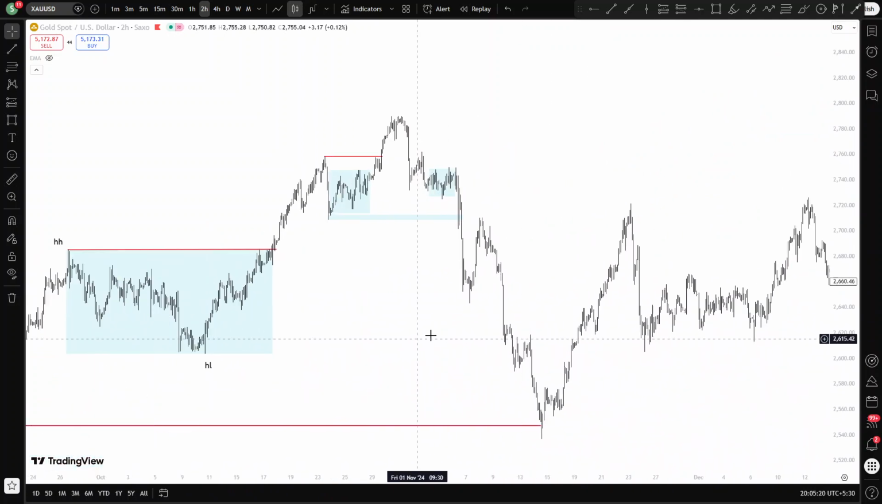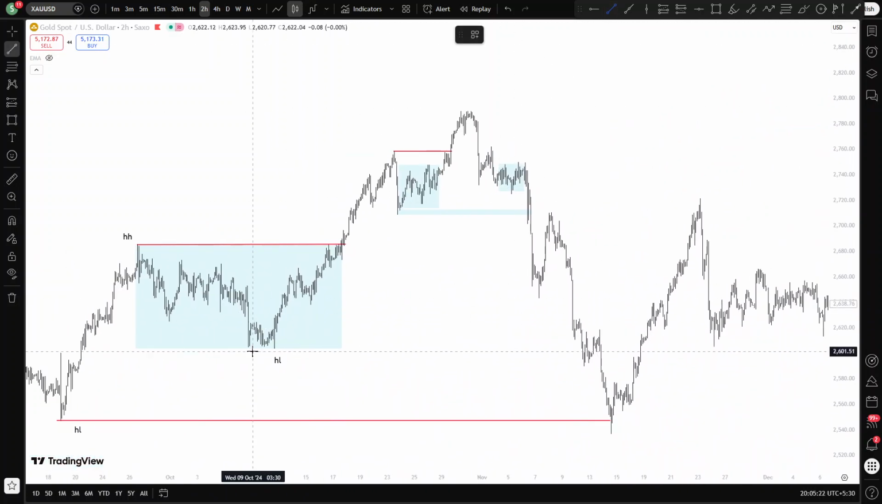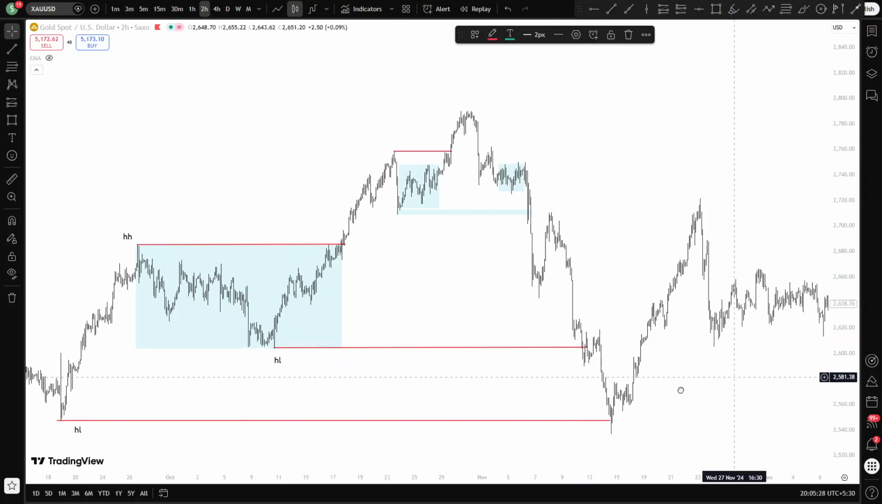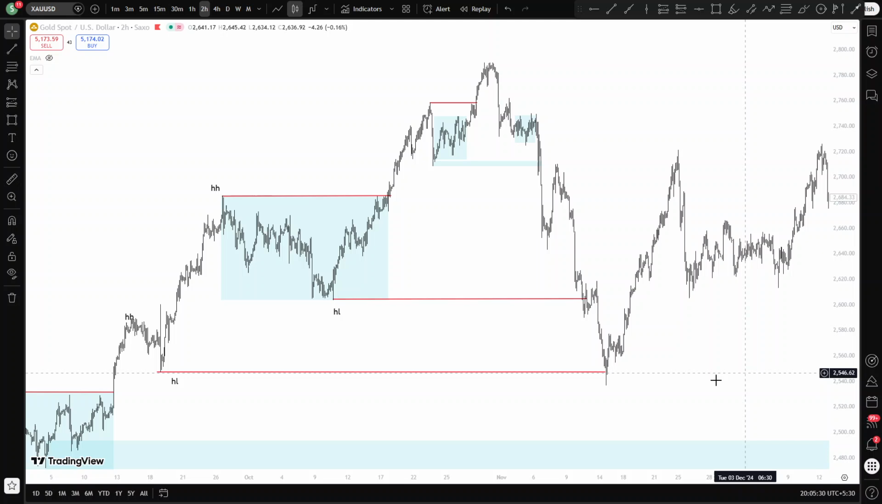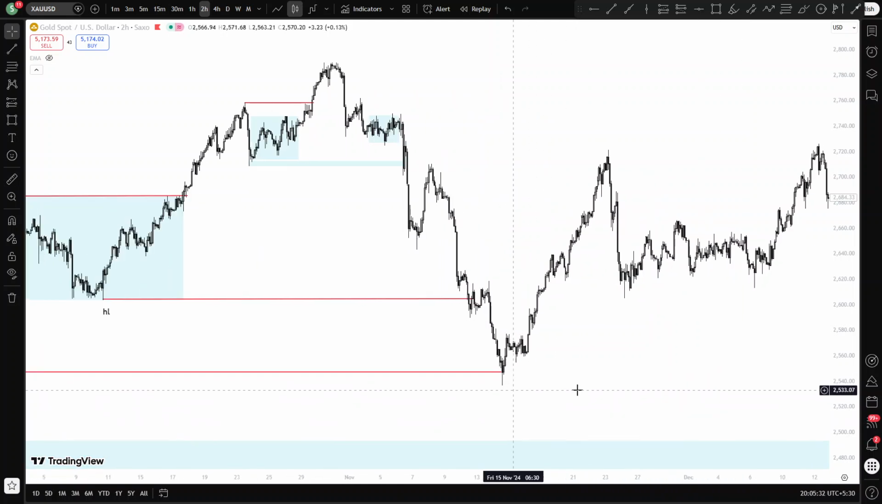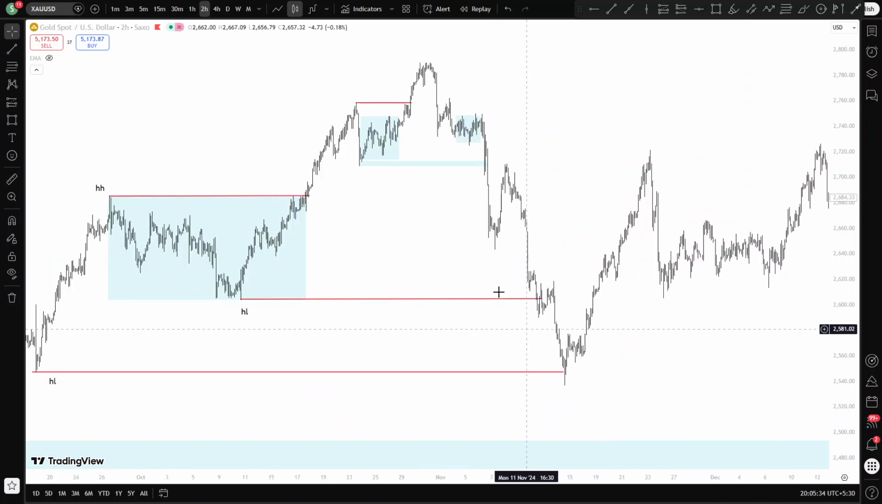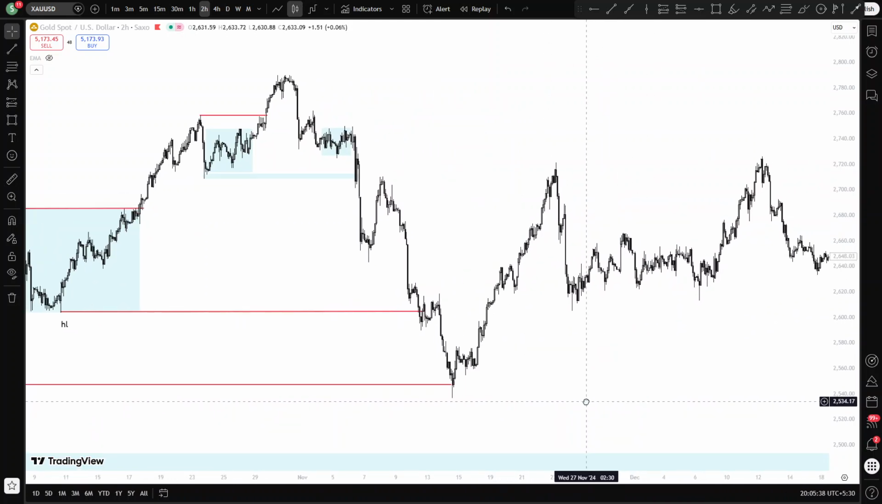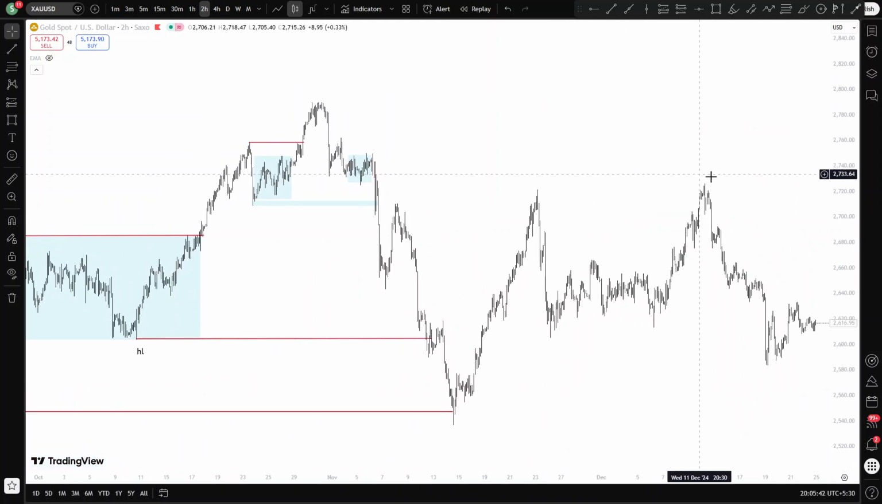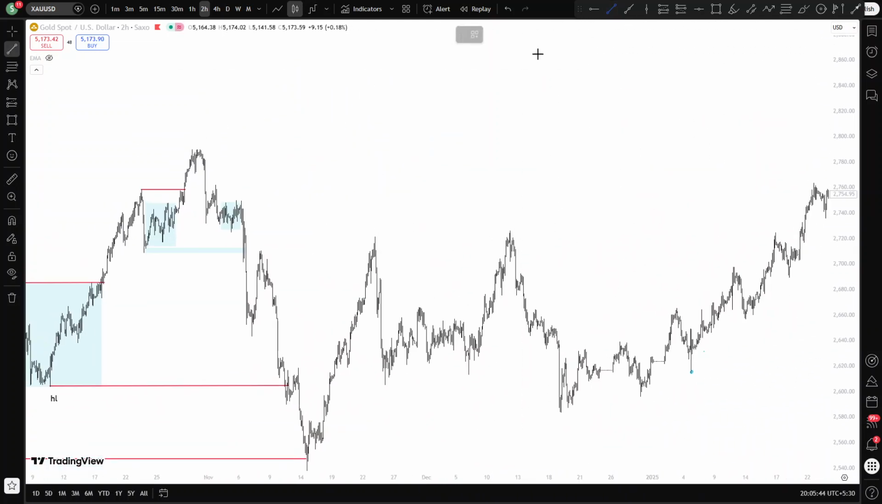Okay, so what happens now? The market gives us a breakout here. So what are we now going to have after the market gives us a breakout here? The market gives us a breakout here, a breakout here. We are now going to have this point as our lower low, and we are going to have this point as our higher high.